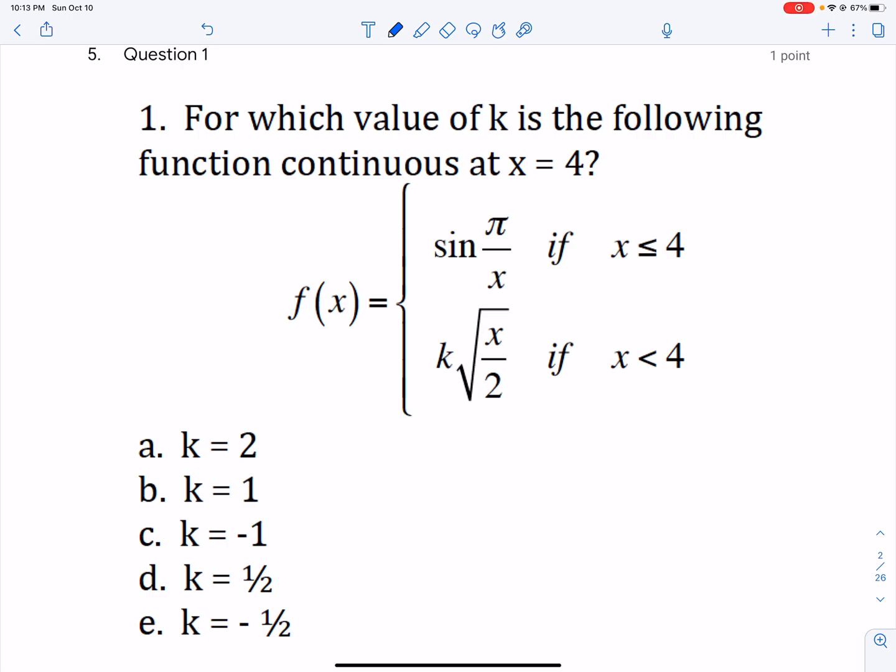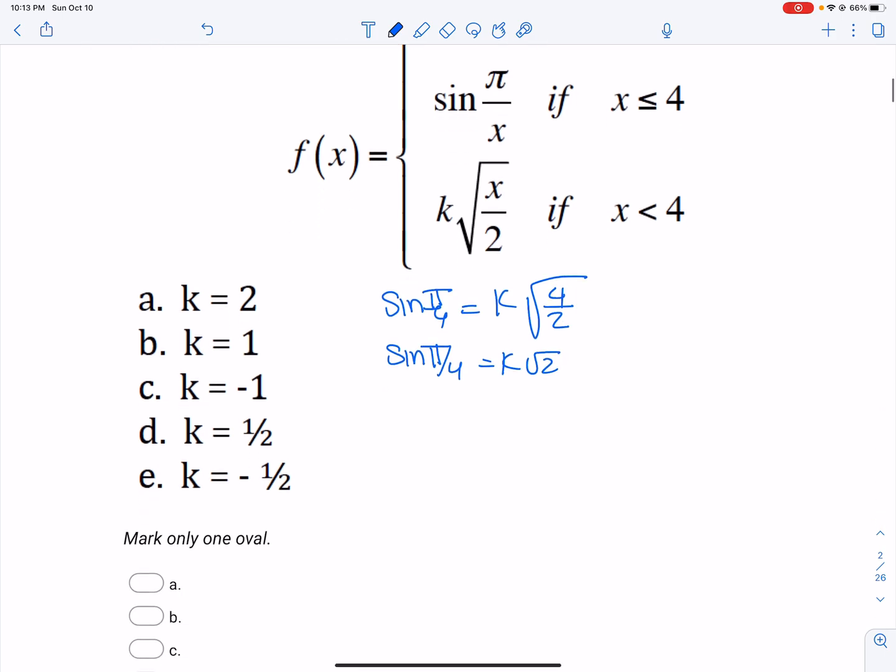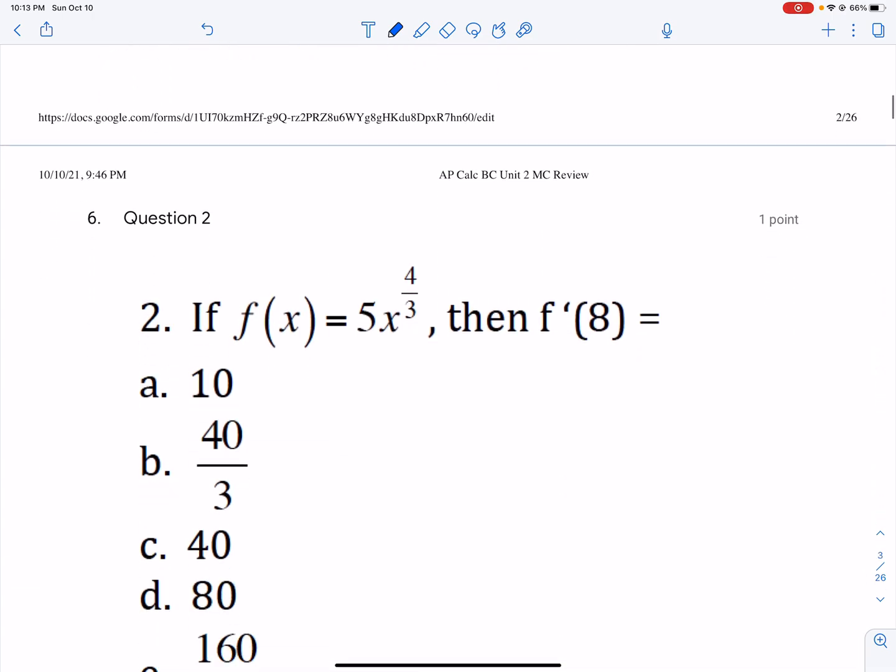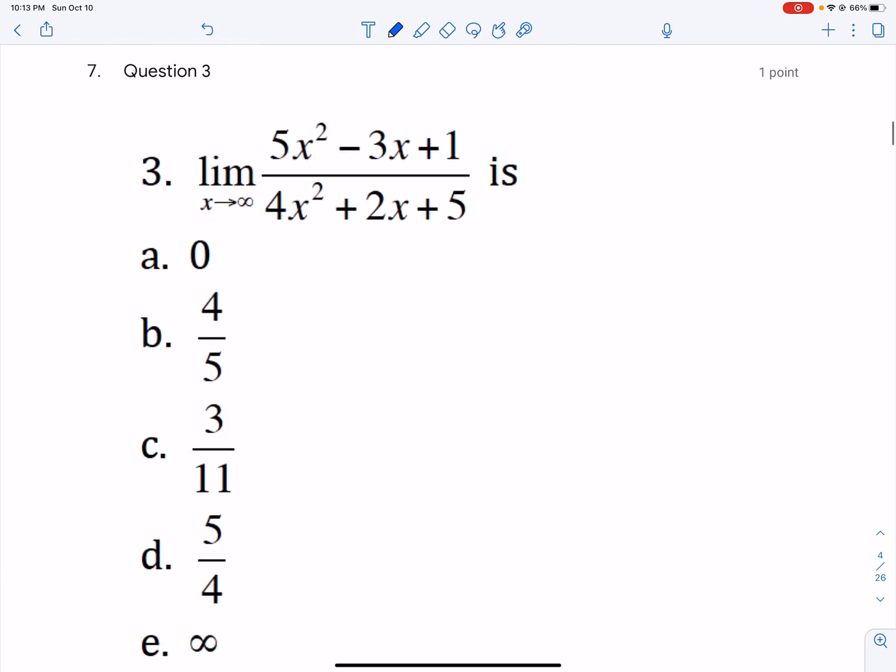All right, so we're looking at sine of pi over 4 being equal to k times the square root of 4 over 2. So sine of pi over 4 is equal to k times root 2. Sine of pi over 4 is root 2 over 2, and this is equal to k times root 2. Divide both sides by root 2, and I get k is equal to 1/2. Okay? Question 2. Question 3.